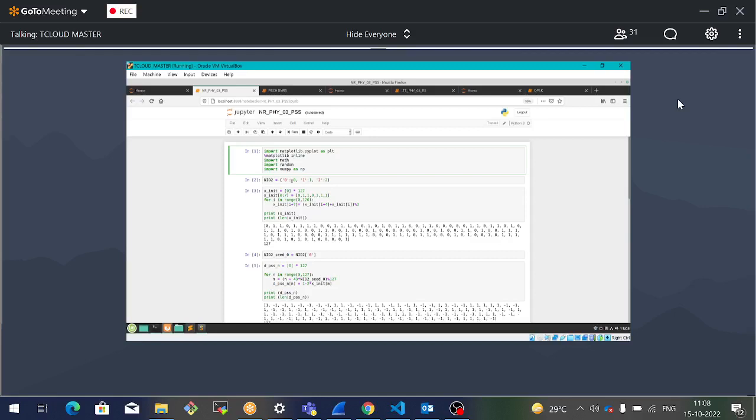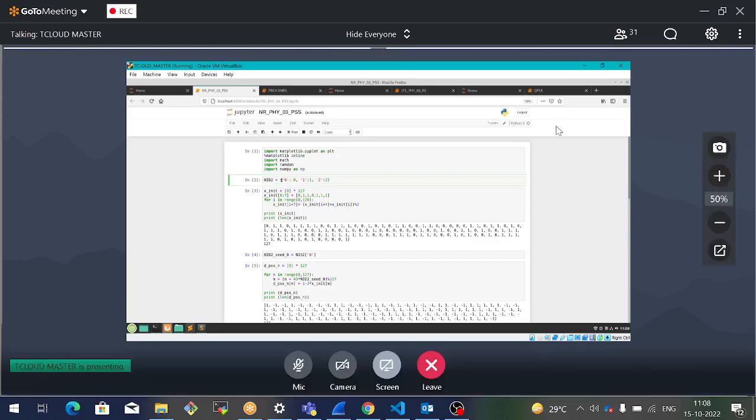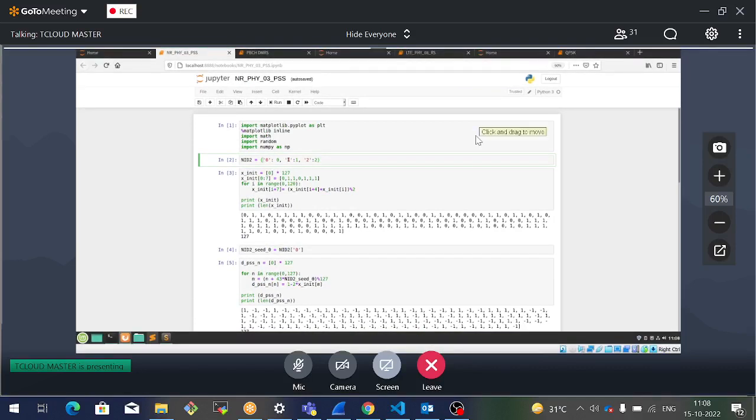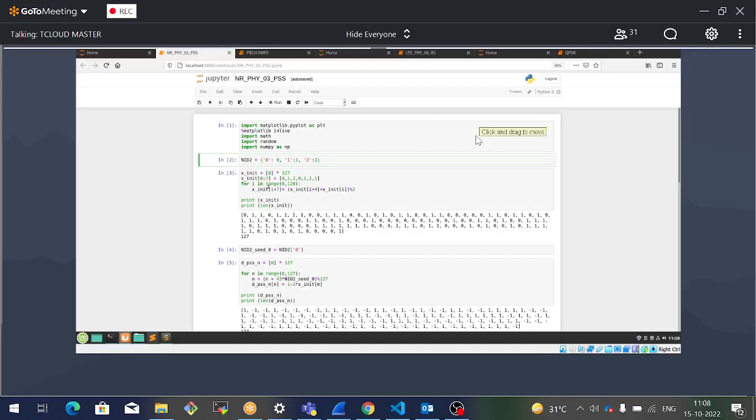For PSS, we are seeding the NID value, either 0, 1 or 2. By using that NID value, you can calculate the remaining things. First, you find the X values that you are initializing. They become 127 X values from the first 7 values available. By substituting into this formula and running it in a loop 120 times, I can find another 120 bits, totally 127 bits.